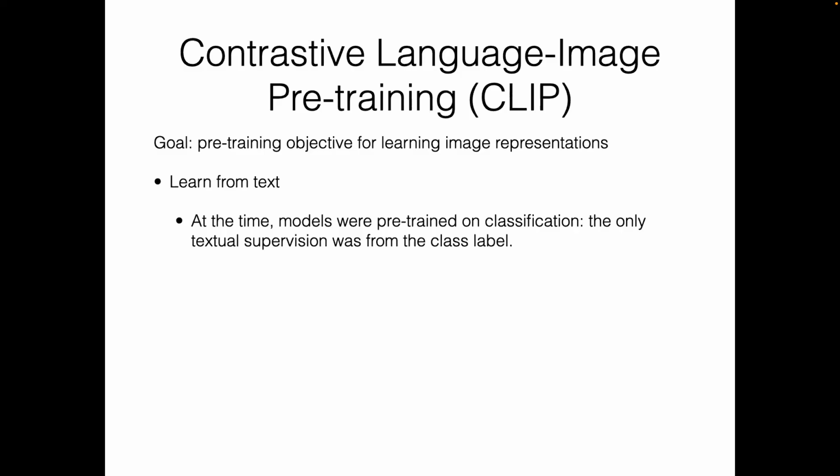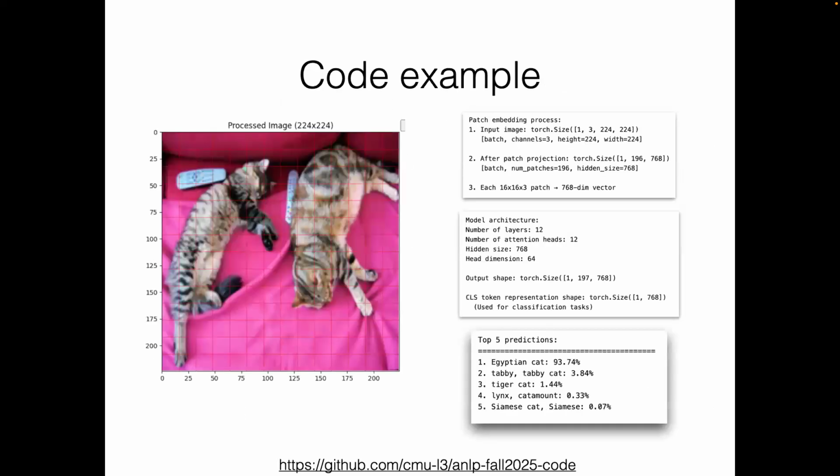Another thing to understand is the context from the time. At the time, people would pre-train these models on just classification. They'd basically come up with a big data set of images, and they would just have a single class label. So for instance, for this image, you could have a class label which is Egyptian cat. But actually, when you think about it, there's a lot more information in this image than just cat.